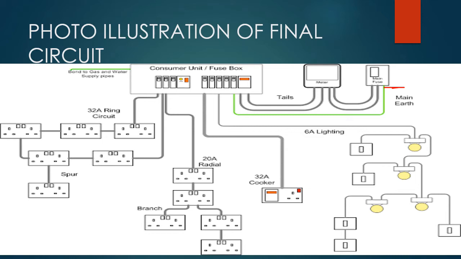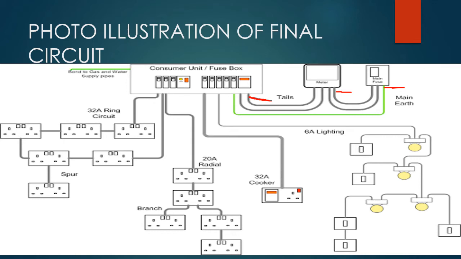Then from the cutout, the power is going to move to the energy meter. The energy meter is supposed to record the amount of electricity that is being consumed in the house. Then from the energy meter, the electricity is going to be taken to a consumer control unit if it is single phase, and if we are dealing with a three phase installation, it will move to what we call a distribution board.